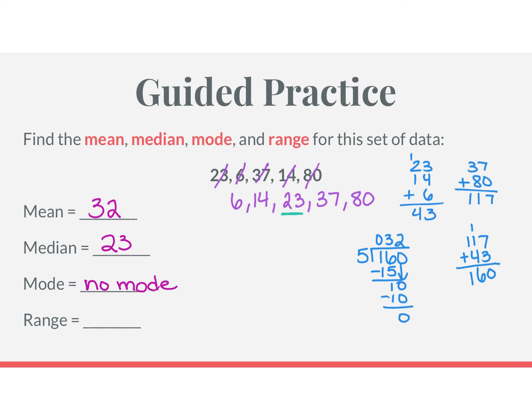Last, we need to solve for the range. To solve for the range, we need to look for our smallest value and our largest value. Our smallest value is 6, and our largest value is 80. So we need to find the difference of the two. 80 minus 6 is 74. So our range for this data set is 74.